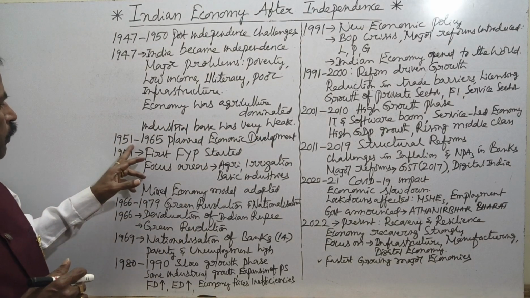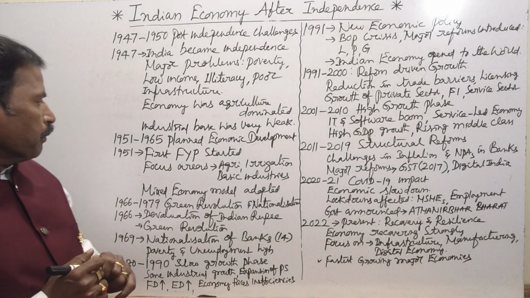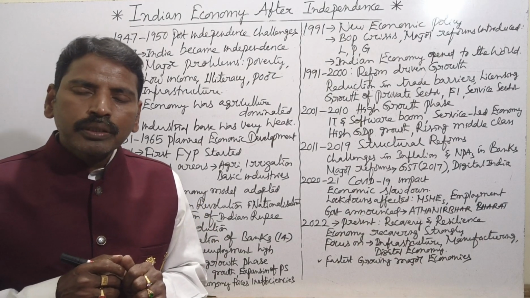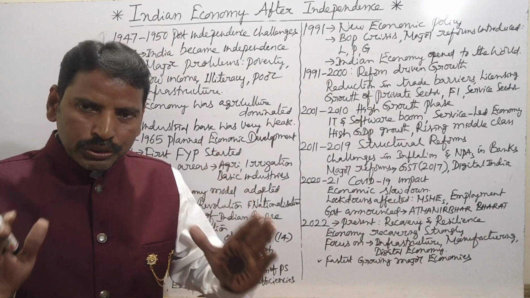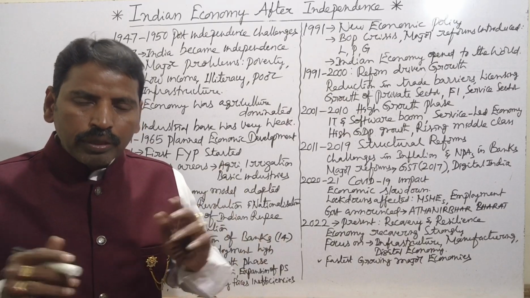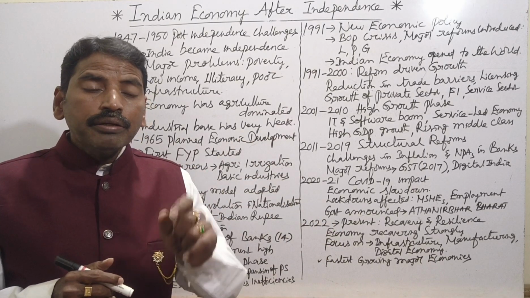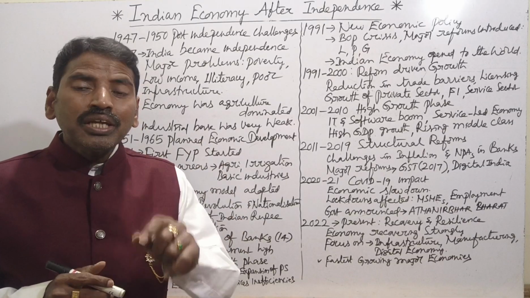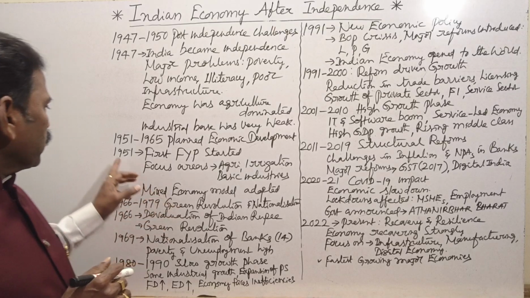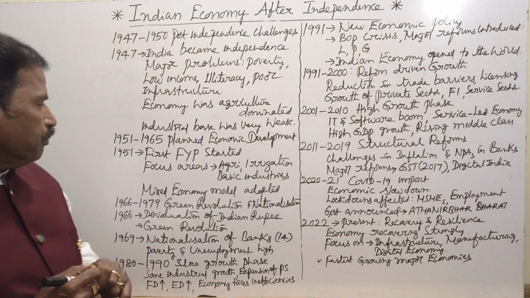In 1951 to 1965, planned economic development. On March 15th, 1950, the Planning Commission was established. On 1st April 1951, the first five-year plan started. In 1952, the National Development Council was introduced.